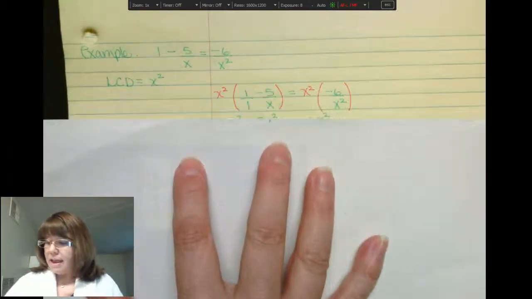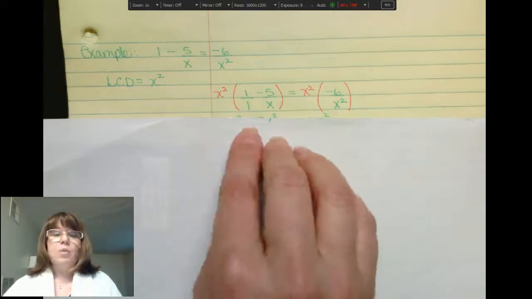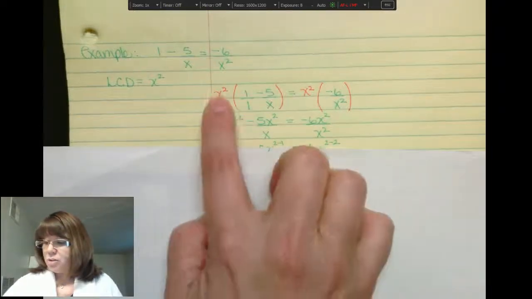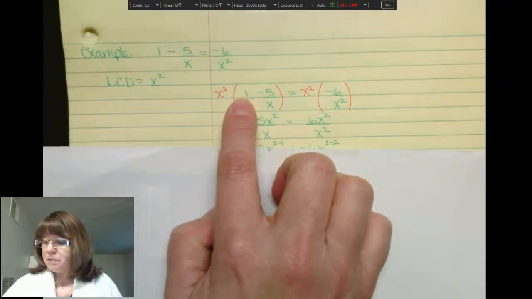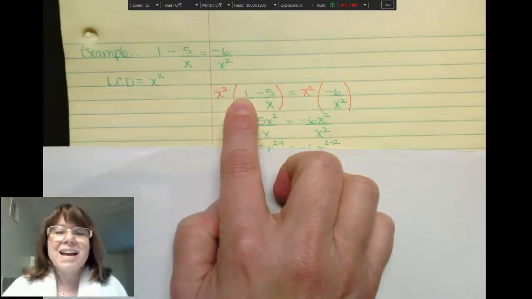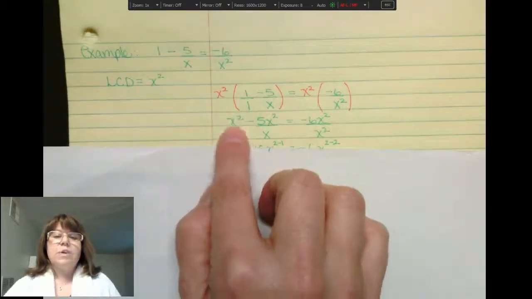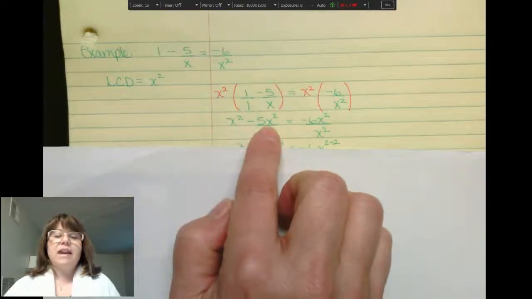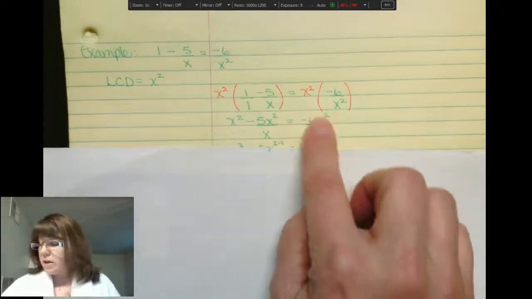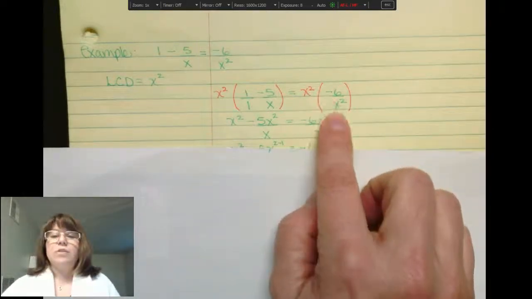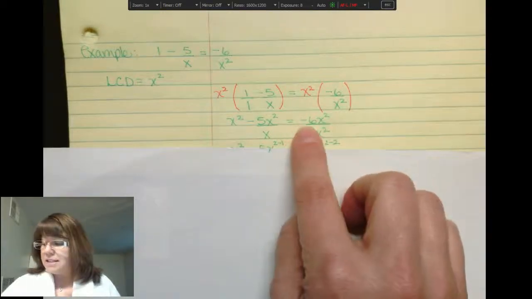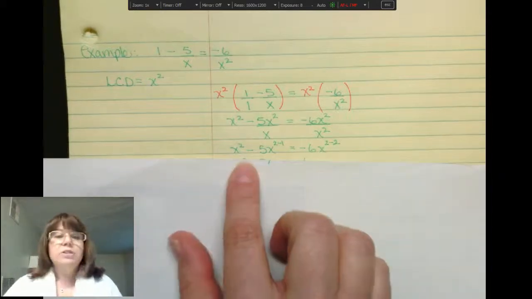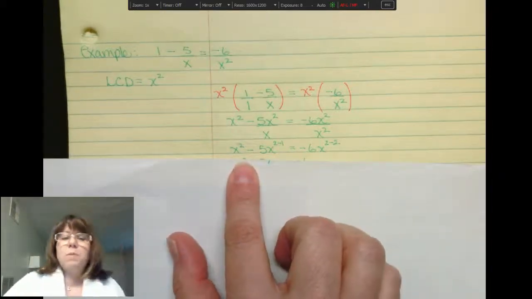Multiply each side by x squared, so the left-hand side and the right-hand side. You can distribute the x squared, so x squared times 1 equals x squared. X squared times negative 5 over x equals negative 5x squared over x. X squared times negative 6x over x squared becomes negative 6x squared all over x squared. Now I can reduce using my rules about exponents.